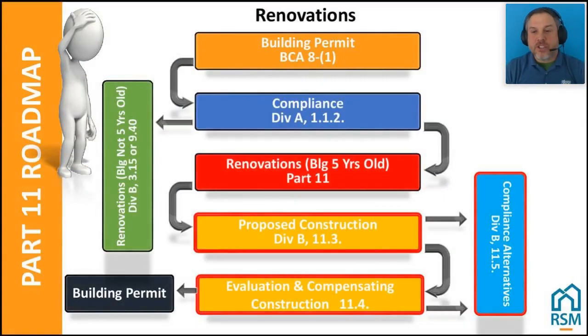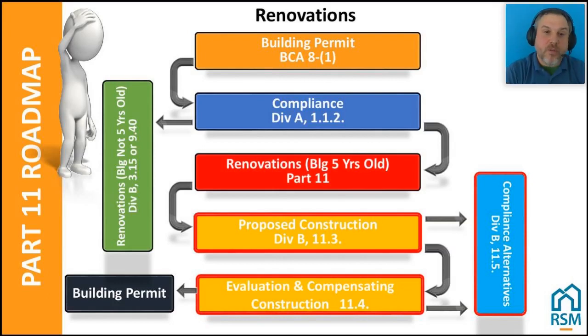So that ends our story with Part 10. Essentially, Part 10 is an exercise of evaluation, and a reduction in performance level is permitted. If you get a reduction of performance level, you are kicked out and you have no choice but to get a building permit. And when we deal with building permits, we have a different compliance path. Of course, it's going to send us to a different part of the code.